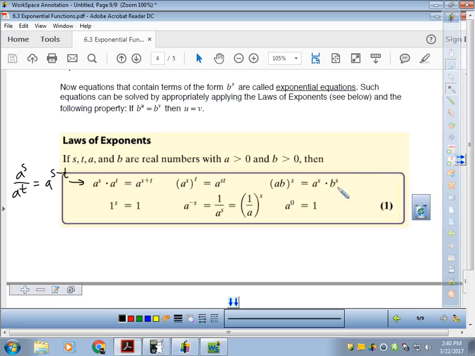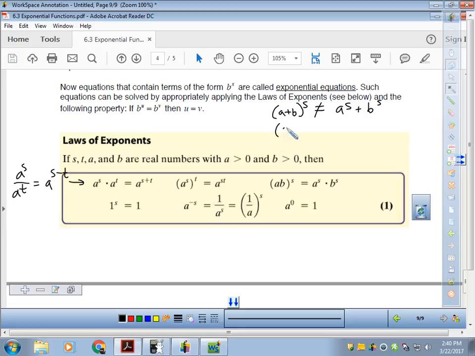Okay. Our next one, ab raised to the s power is a to the s power times b to the s power. So when you have multiplication or division and you have an exponent, the exponent goes to all of the stuff inside. Now I want to caution you here, a plus b to the s does not equal a to the s plus b to the s. It doesn't work that way. You cannot distribute into addition or subtraction like that with exponents.